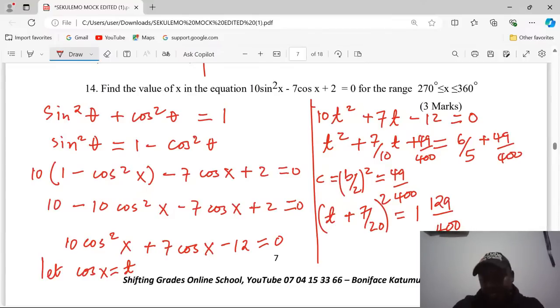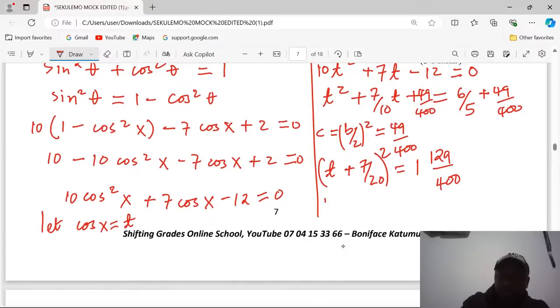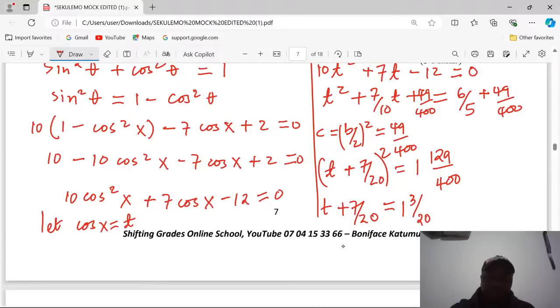We just factorized. So when we take square root for both sides, it will be t plus 7 over 20 equals, we take square root now on the other side also, and that will be 1 and 3 out of 20. When we are taking square root, we usually have plus or minus. So this is equal to plus or minus this value. The value of t can be 1 and 3 over 20; when we take this value and we subtract 7 over 20, we get 4 over 5.